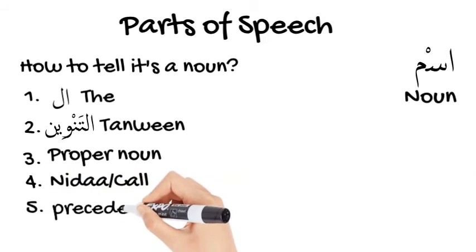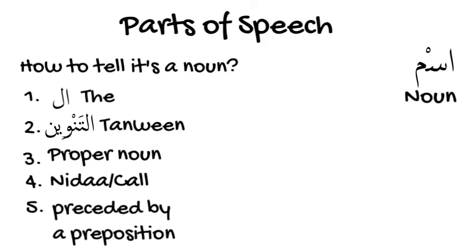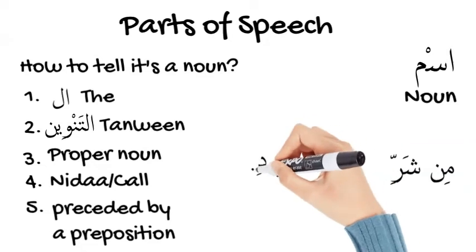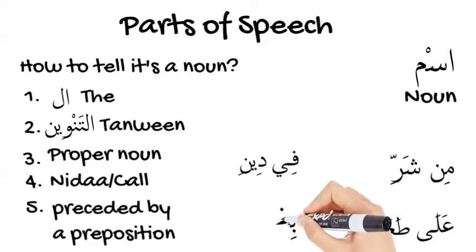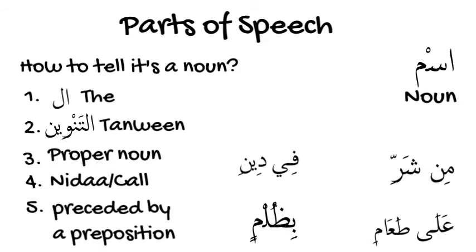And number 5, if the word is preceded by a preposition. Now we are going to have another video about prepositions, inshallah, but some examples would be min sharri, so because min is a preposition and shar is preceded by min, so shar is a noun. Fi dini, so deen is a noun. Ala ta'ami, ta'am is a noun. Bi dhulmin, so dhulm is a noun.